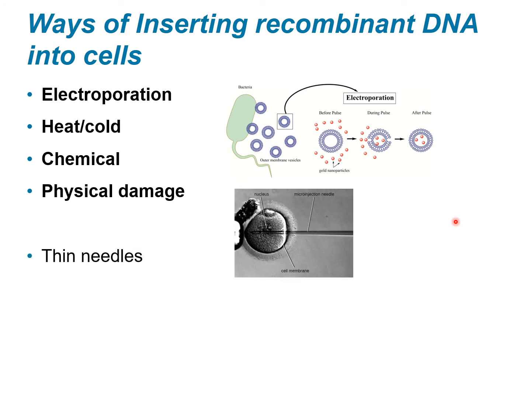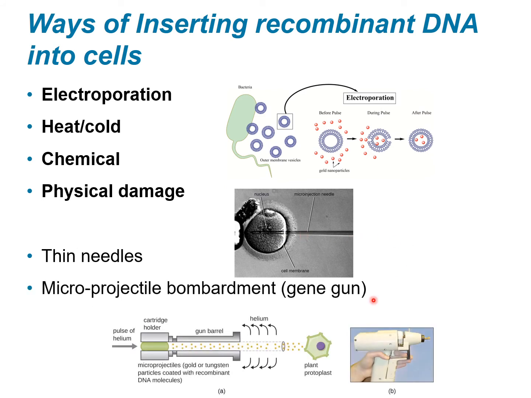Another way would be just using needles and a microscope. Of course, this is under microscopic conditions. You have a very, very small needle and you can insert DNA. This is a method of cloning whole organisms in this case. So this is a micro injection needle. This is an actual needle that's piercing the membrane, and then you're basically inserting the recombinant DNA that way.